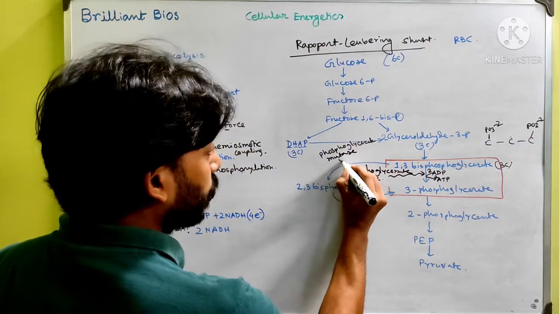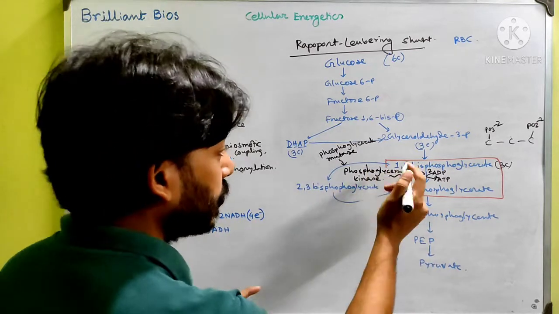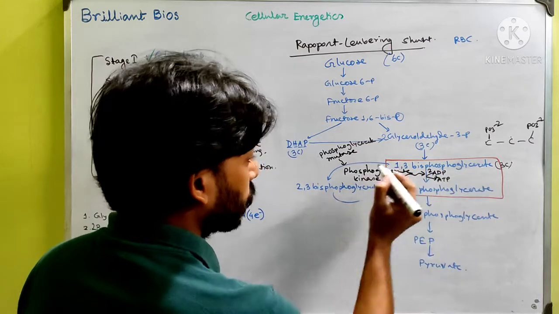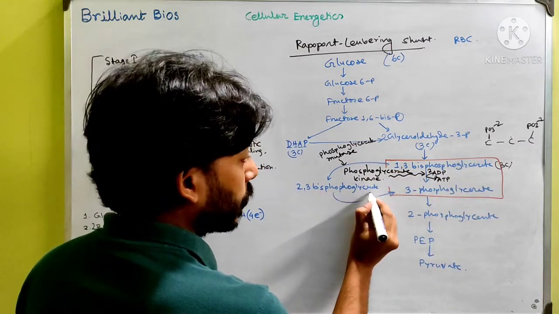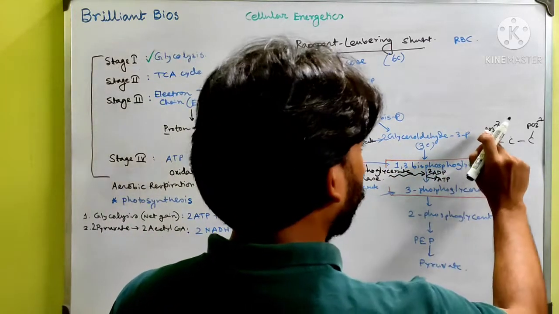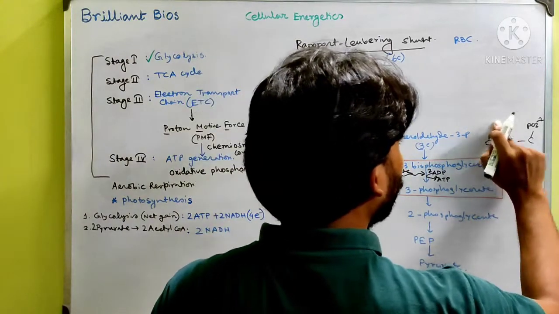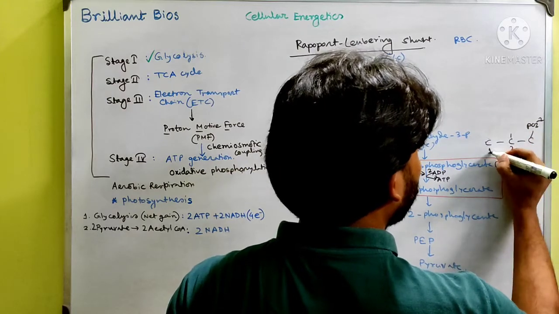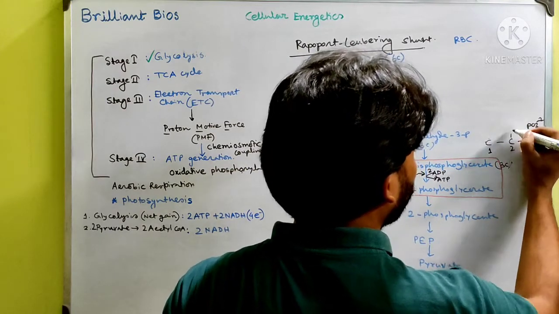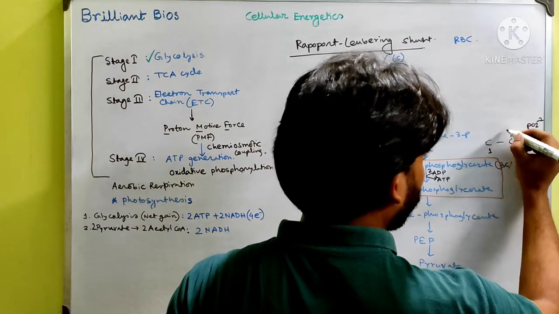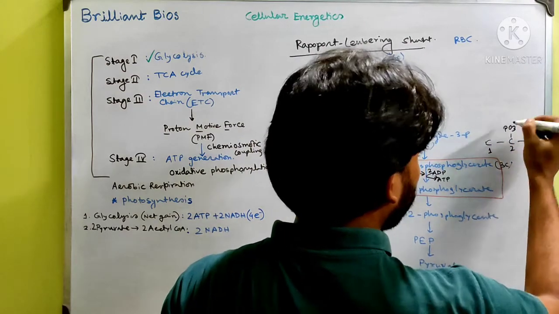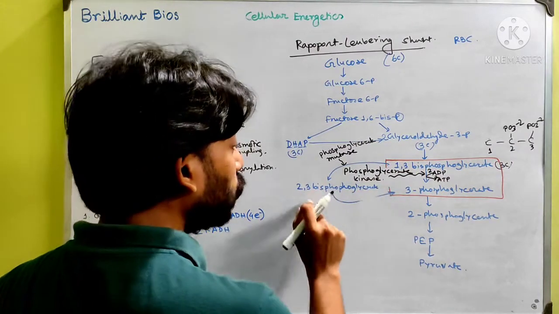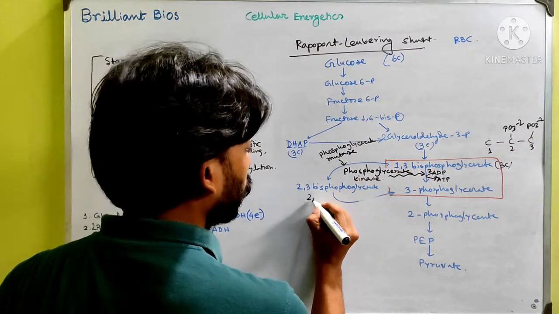Now this mutase bypasses this pathway because it converts 1,3-bisphosphoglycerate to 2,3-bisphosphoglycerate. What happens here? The mutase enzyme transfers this phosphate to the second position. Suppose this is the first, second and third carbon. So it transfers the first phosphate to the second carbon. So it makes 2,3-bisphosphoglycerate. Now this 2,3-bisphosphoglycerate is very important.